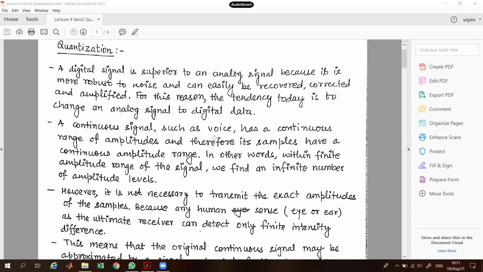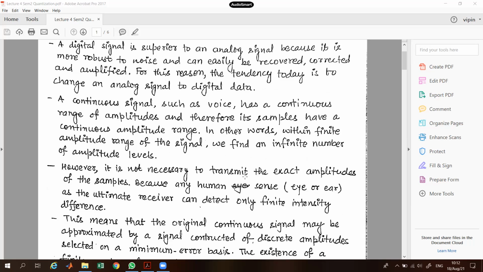A continuous signal such as voice has a continuous range of amplitudes, and therefore its samples have a continuous amplitude range. In other words, within a finite amplitude range of the signal, we find an infinite number of amplitude levels. However, it is not necessary to transmit the exact amplitudes of the samples, because any human sense, eye or ear, as the ultimate receiver, can detect only finite intensity difference.